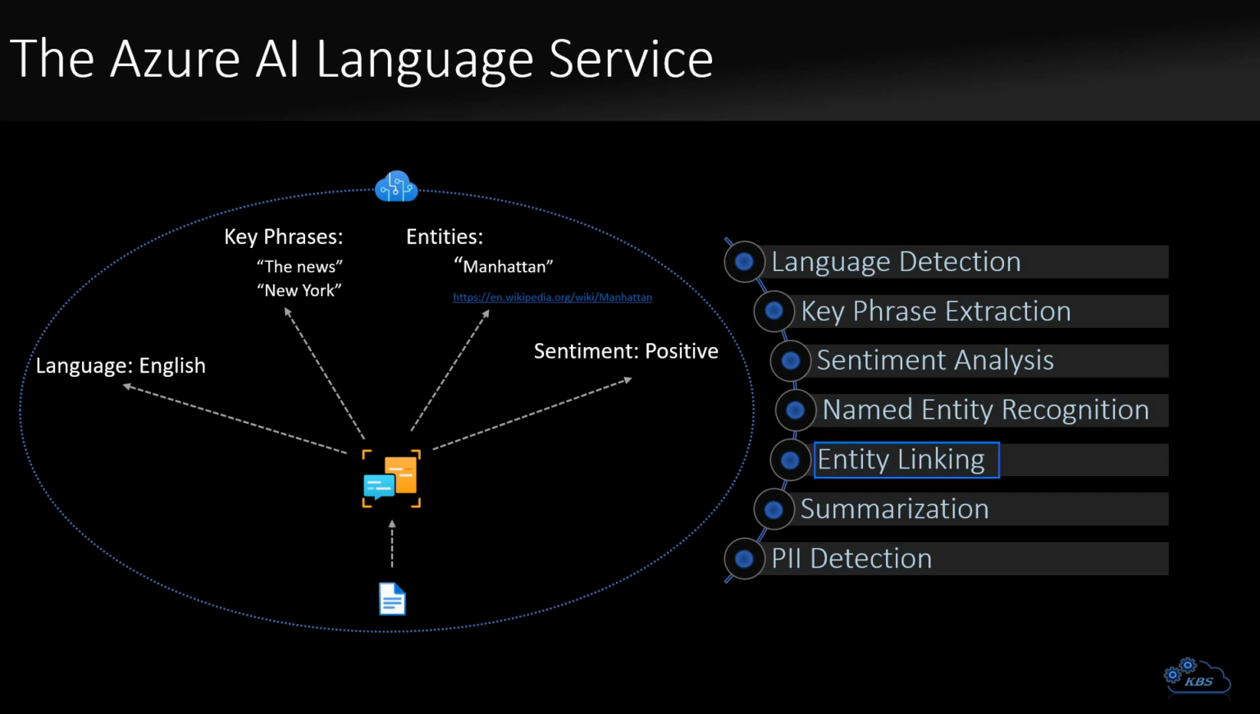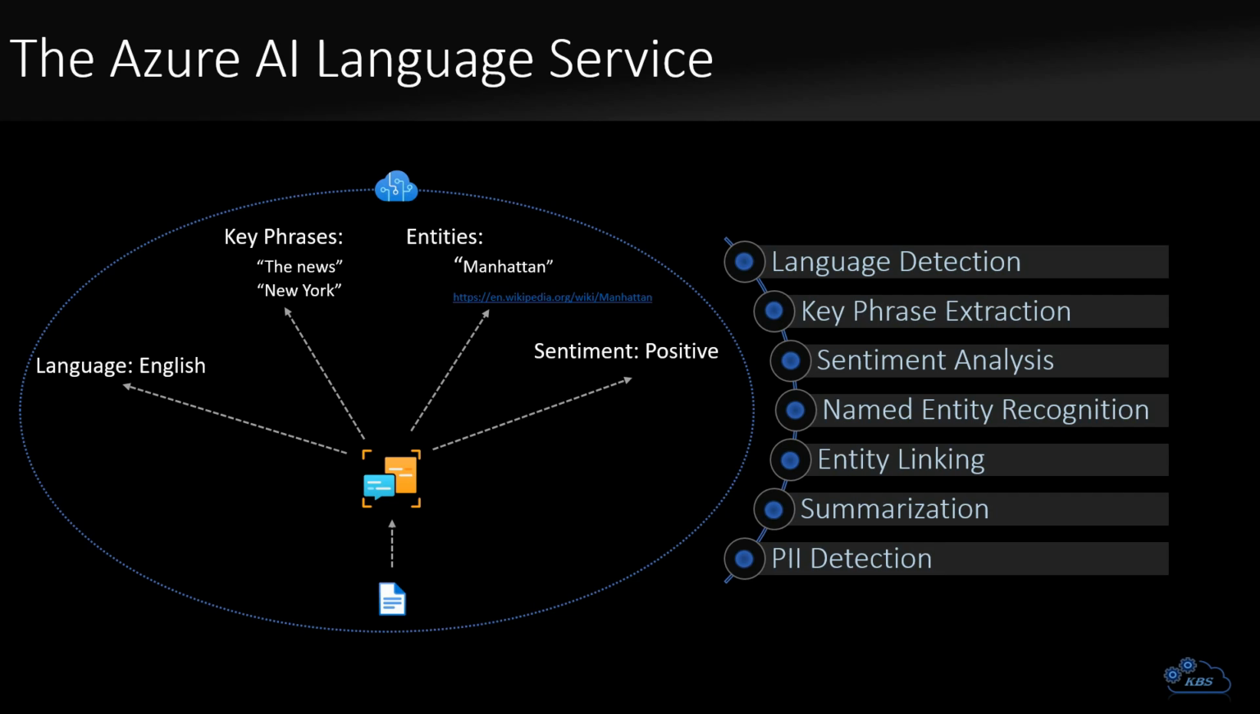Entity linking enriches this understanding by connecting the identified entities to additional information. Summarization is an incredibly useful feature, especially in today's information-saturated environment, as it distills lengthy documents into concise summaries. Lastly, PII Detection stands for Personally Identifiable Information Detection. This is critical for privacy and compliance, ensuring that sensitive information is recognized and handled appropriately.